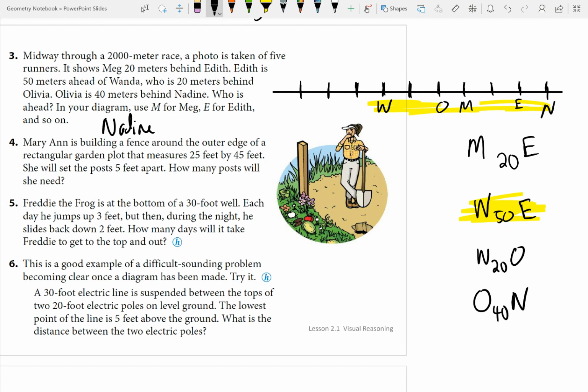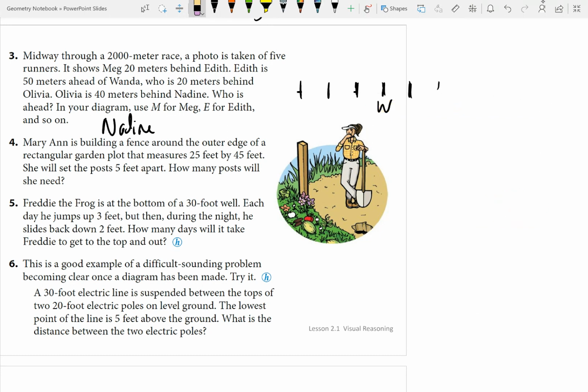So Mary Ann is building a fence around the outer edge of a rectangular garden plot. Okay, so before we do this, I'm going to erase everything from number 3.